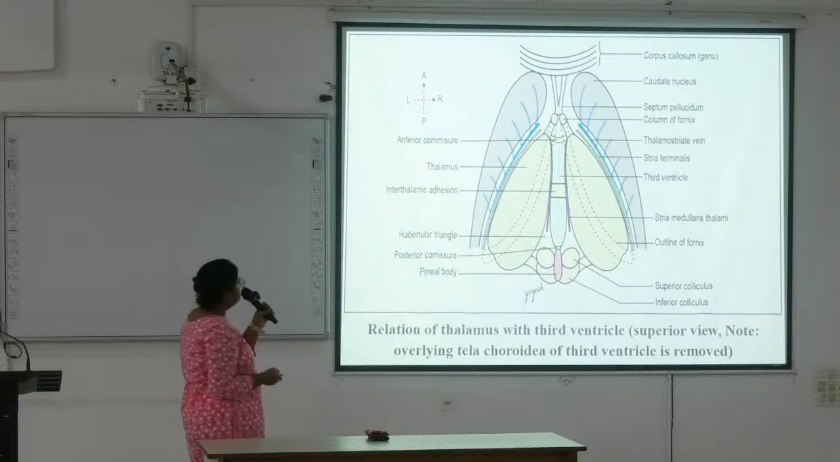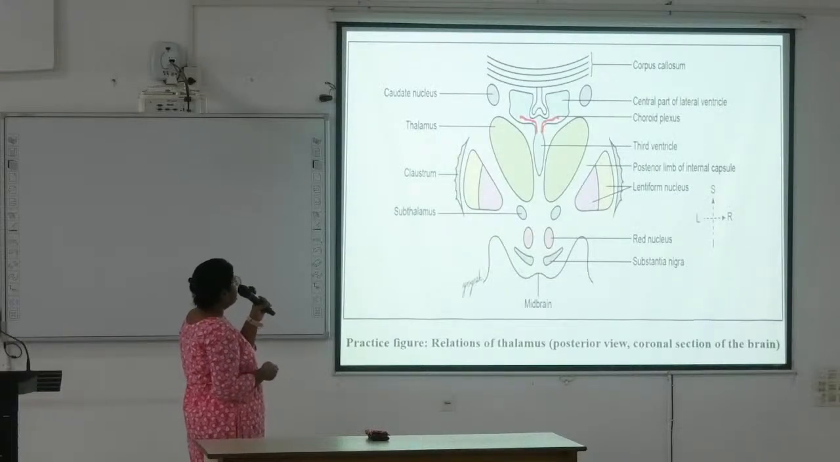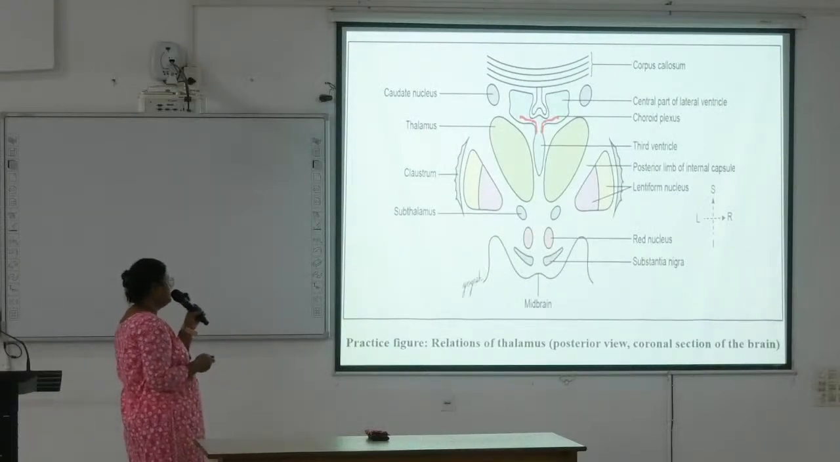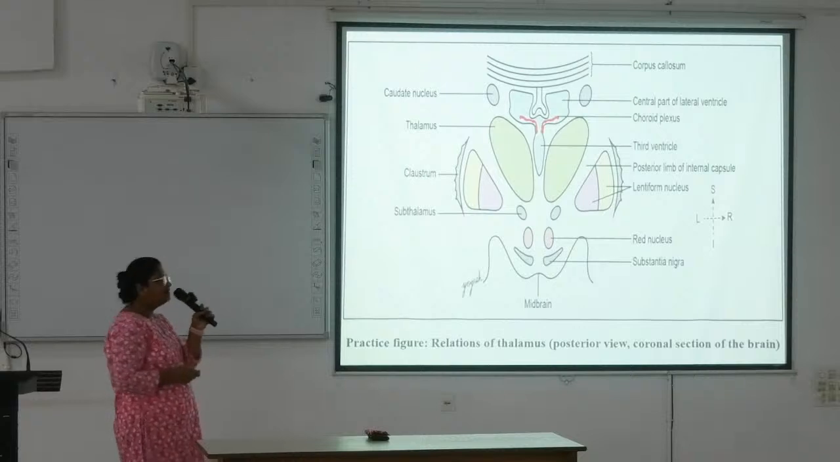Okay. Next. And this is one coronal section. Okay, coronal section through the thalamus.